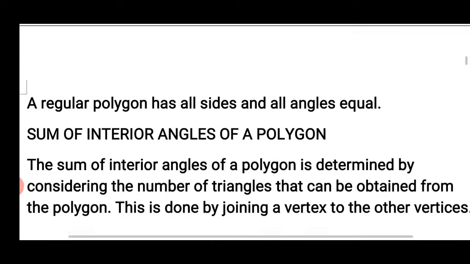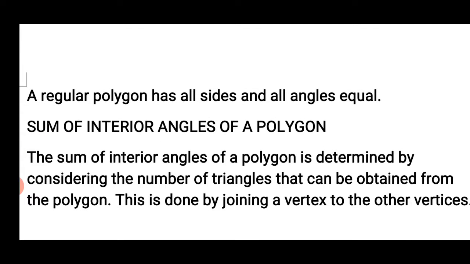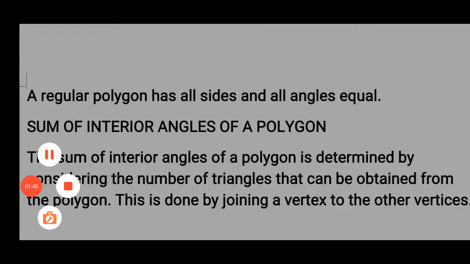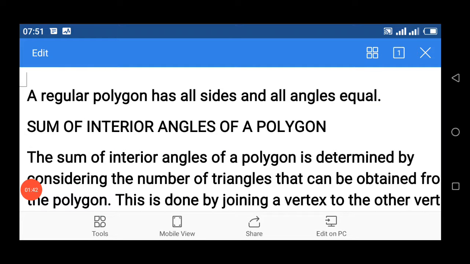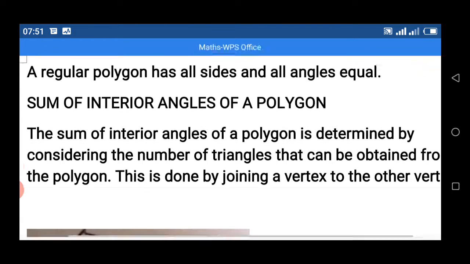Interior angles of a polygon are the angles that are found inside the polygon. The angles inside the polygon are referred to as the interior angles. So the sum of interior angles of a polygon is determined by considering the number of triangles that can be obtained from the polygon.